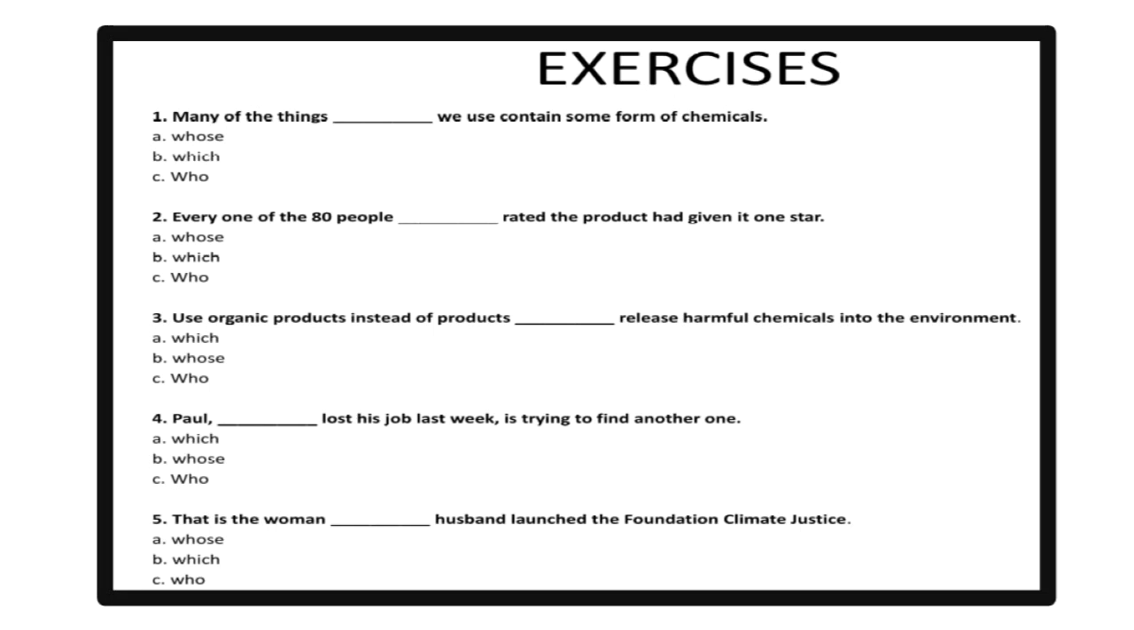Number two, every one of the 80 people rated the product had given it 1 star. Here we are talking about people. We eliminate letter B and we eliminate letter A because it doesn't talk about possession. We have a verb, rated. So we use who. Every one of the 80 people who rated the product had given it 1 star.